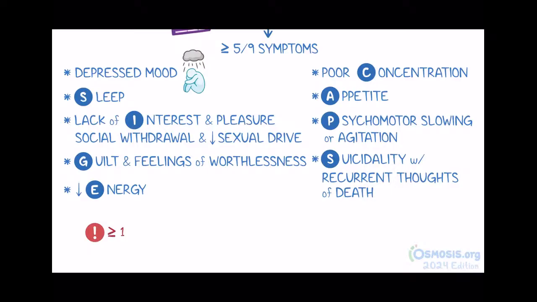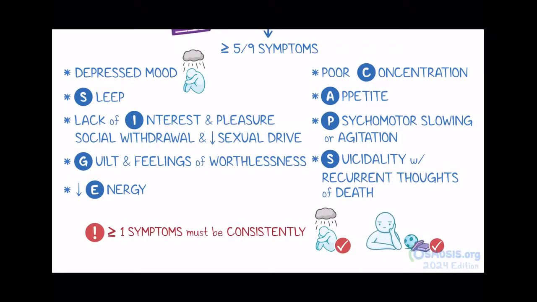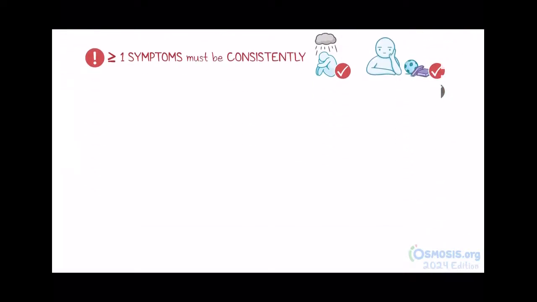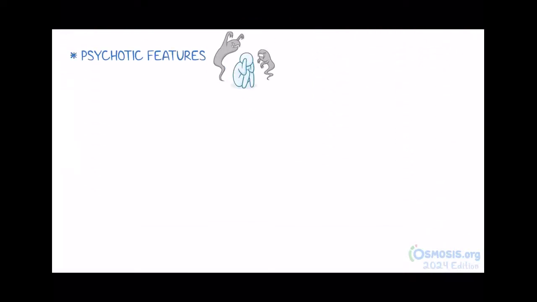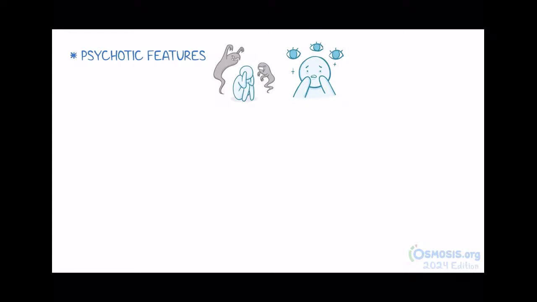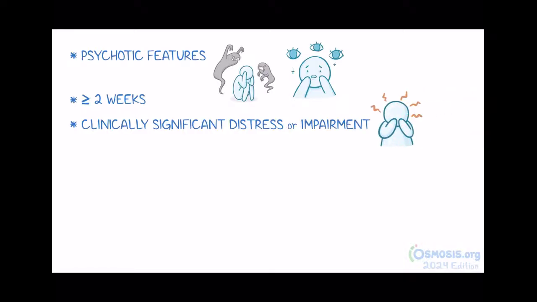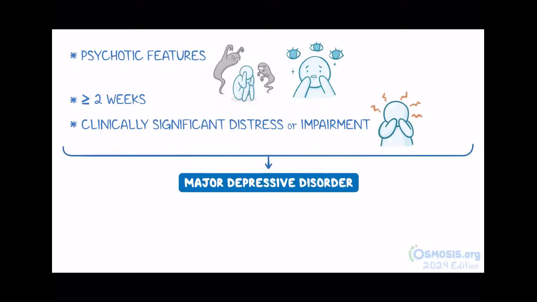Keep in mind that at least one of these symptoms must be a consistently depressed mood or lack of interest and pleasure in previously enjoyed activities. In addition to consistently depressed mood, you can easily remember the last 8 symptoms using the mnemonic SIG-E caps. Additionally, the patient might present with psychotic features like hallucinations or delusions. Finally, symptoms must last at least 2 weeks and cause clinically significant distress or impairment. If the patient meets the criteria for a major depressive episode, think of major depressive disorder.